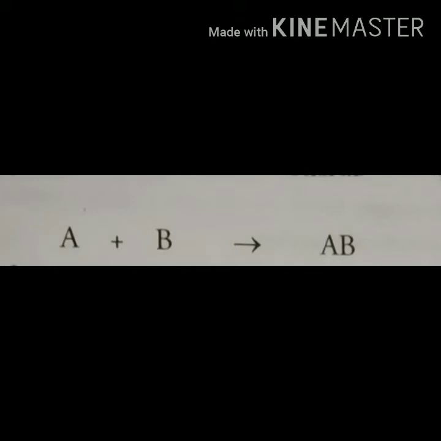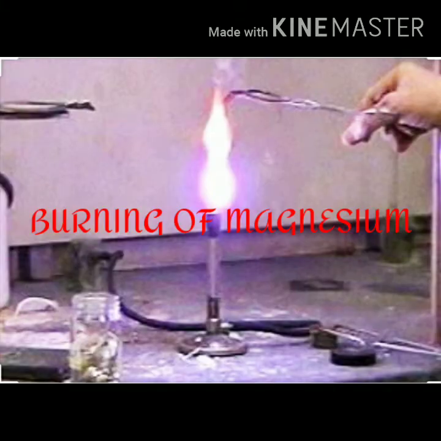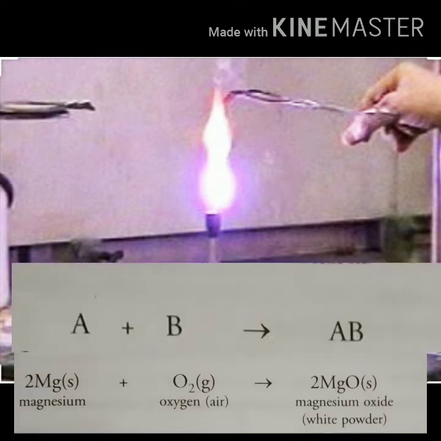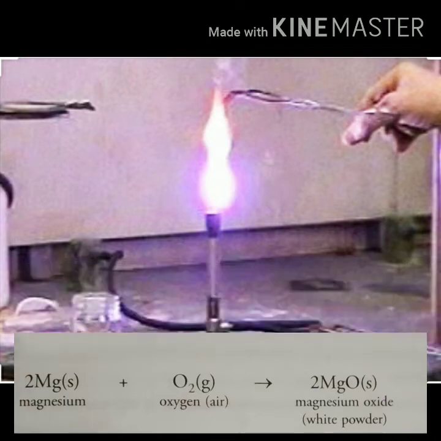So let's see some examples of a combination reaction. The first one is burning of magnesium. Here, magnesium reacts with oxygen to give you magnesium oxide. If you see the equation, Mg plus O2 gives out MgO. I've already explained that in a combination reaction, A plus B gives out AB. So here, magnesium Mg is A, O2, that is oxygen, is B. The A and B will give you AB. So Mg plus O2 gives out MgO.